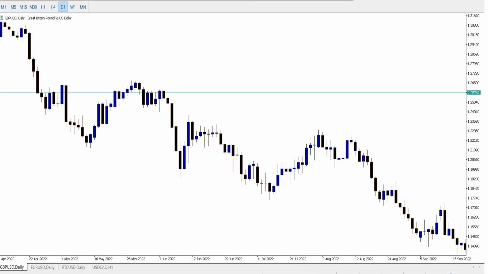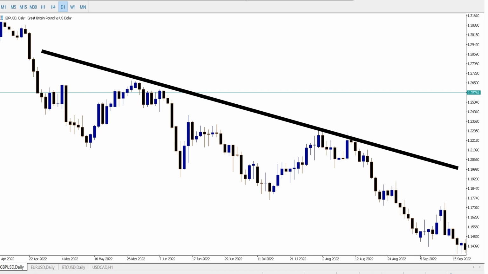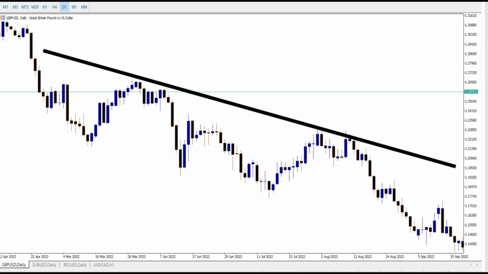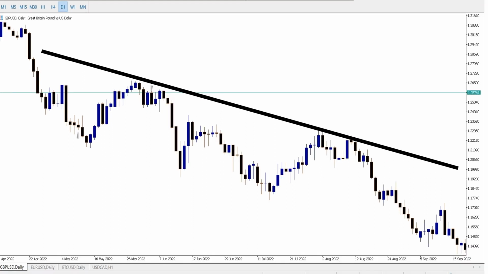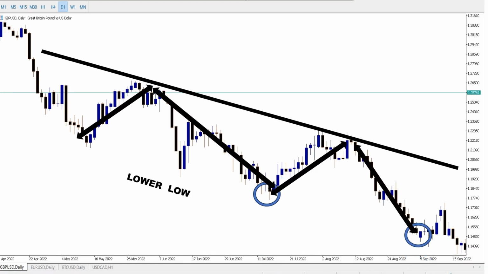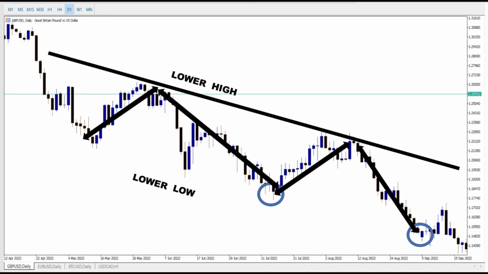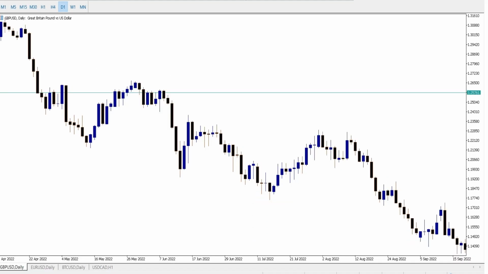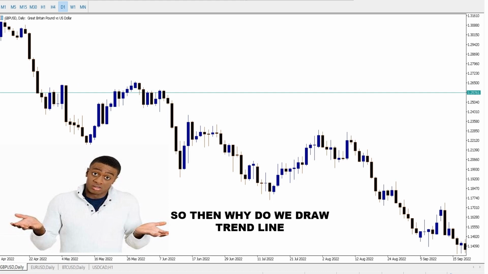Now in a downward trend, a line is drawn by connecting lower swing highs, indicating a bearish trend. So what this means is, in an ideal downtrend, price will be making lower highs and lower lows. Now, a trend line is then applied to connect the swing highs along the top and swing lows along the bottom. So why exactly do we draw trend lines?